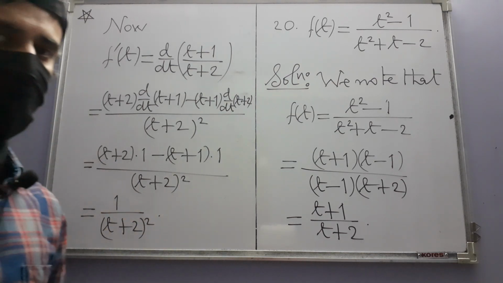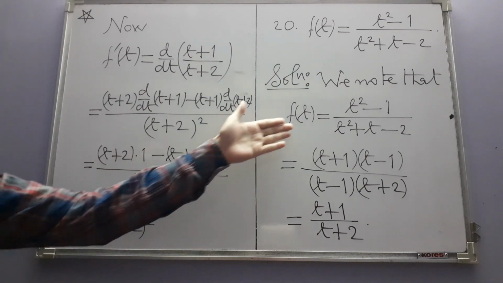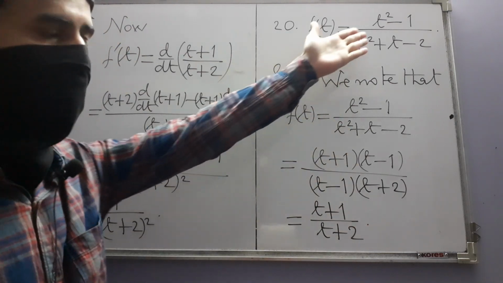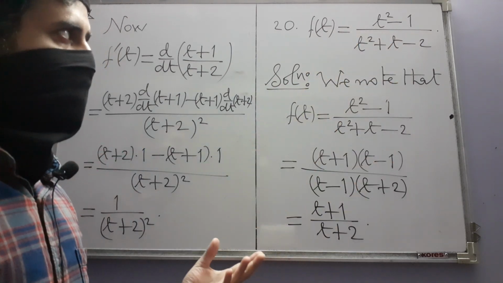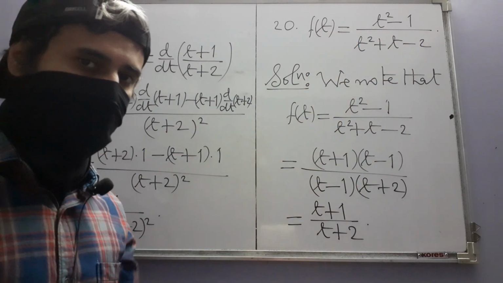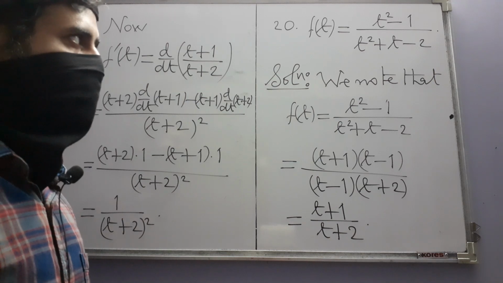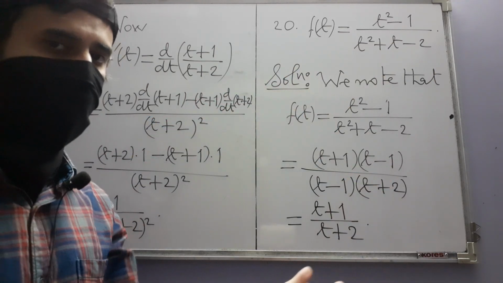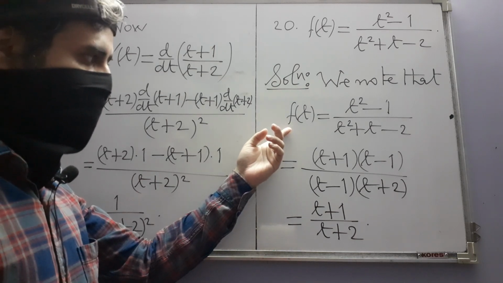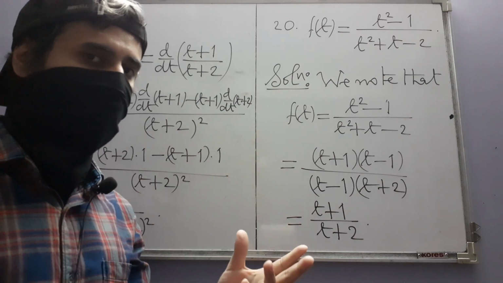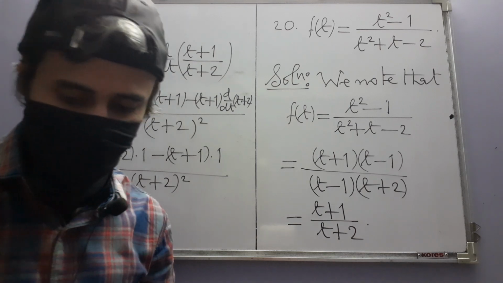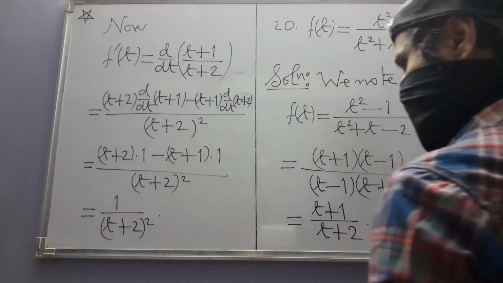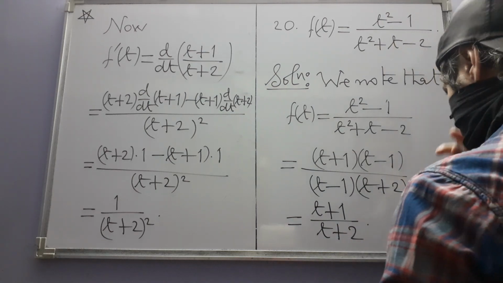So that's the derivative. If you want, you may not go through this simplification process. You can straight away apply the quotient rule to this itself. I'm not saying that that will be very difficult, but sometimes going through a simplification first will save your time. Okay, so the answer is 1 over t plus 2 whole square.